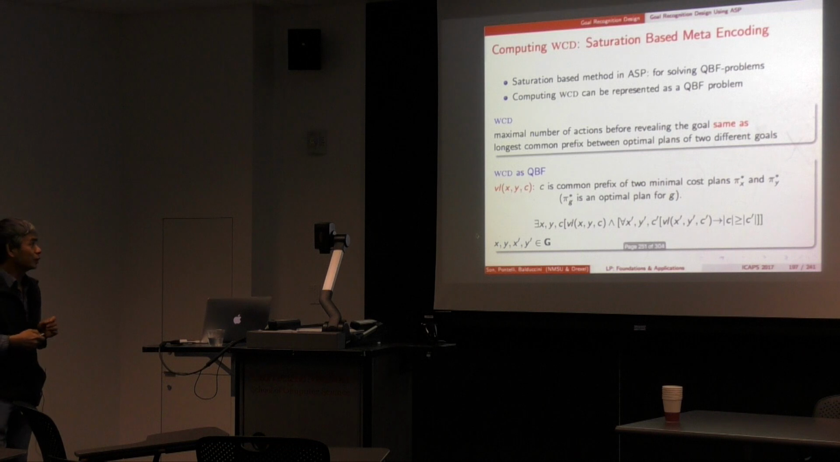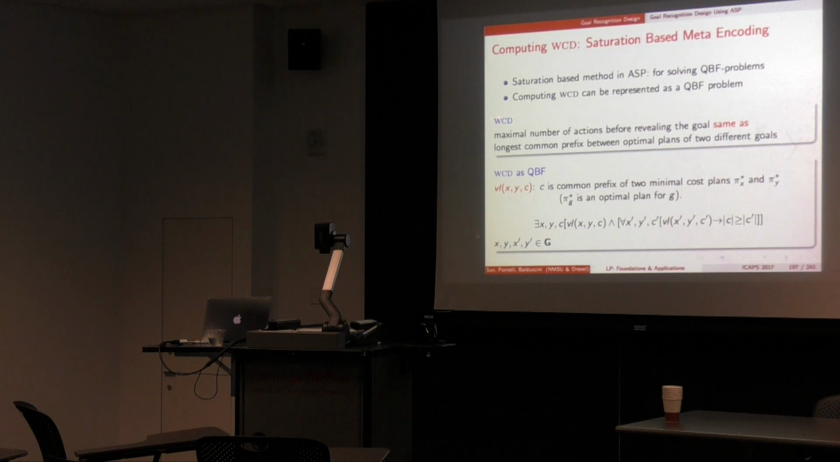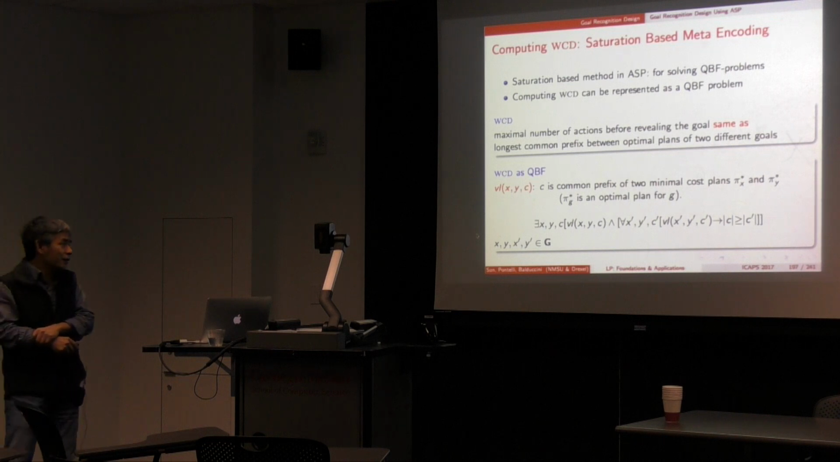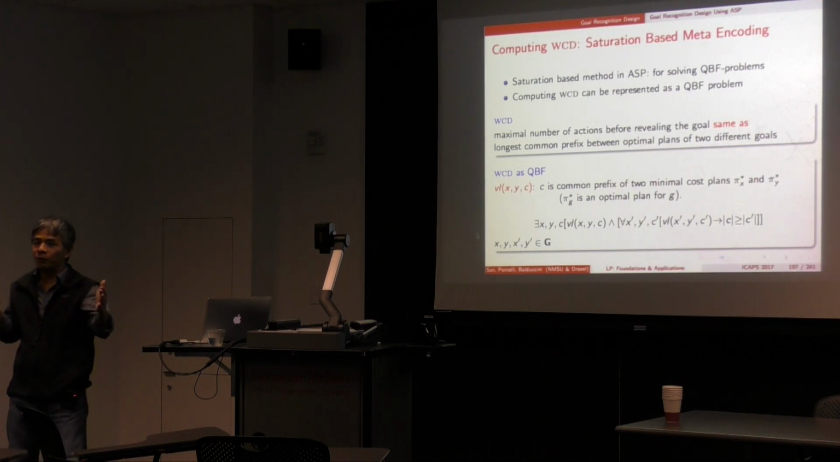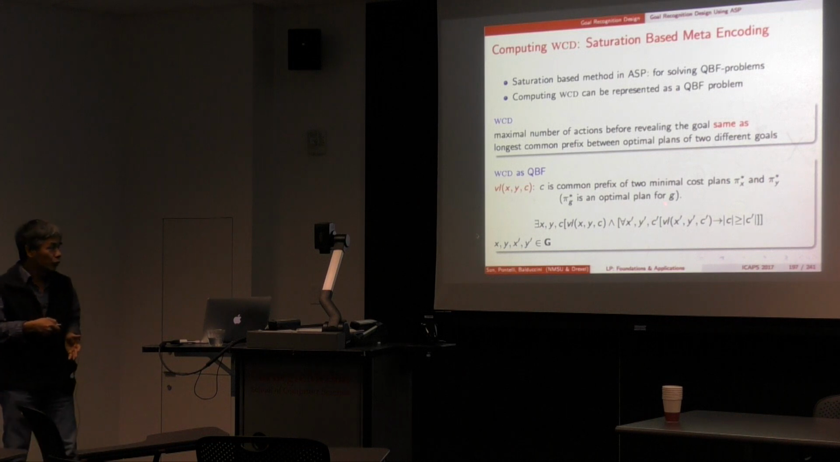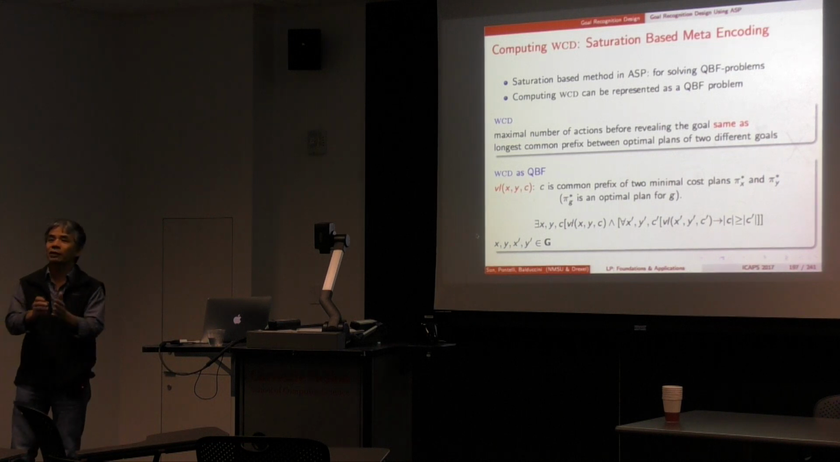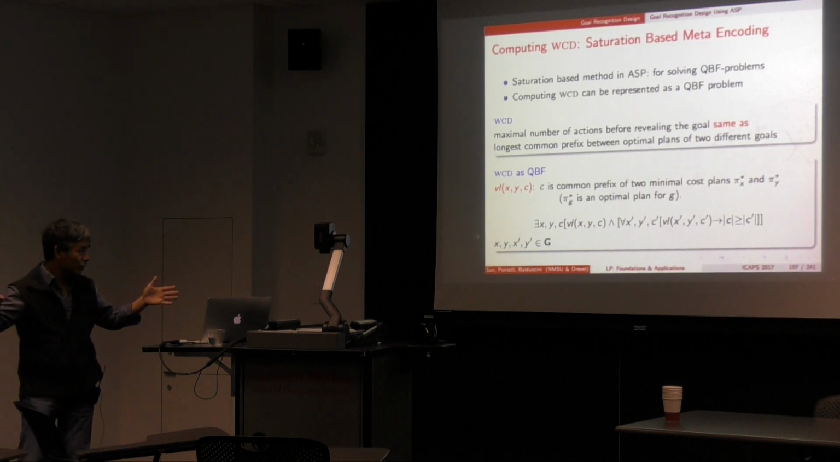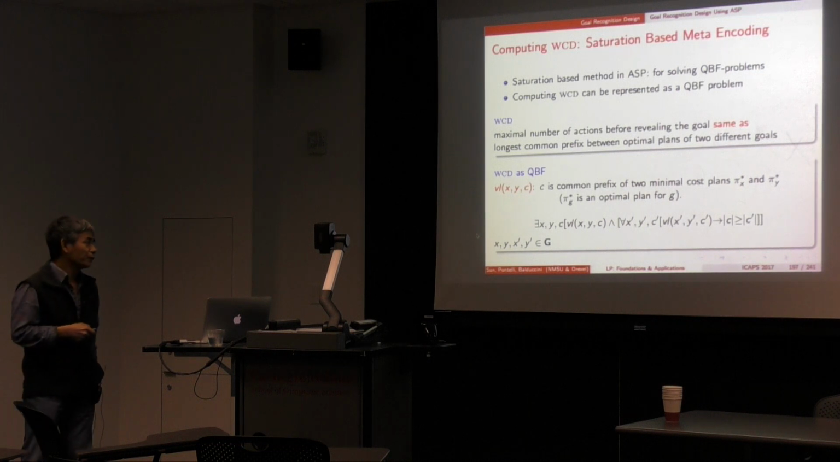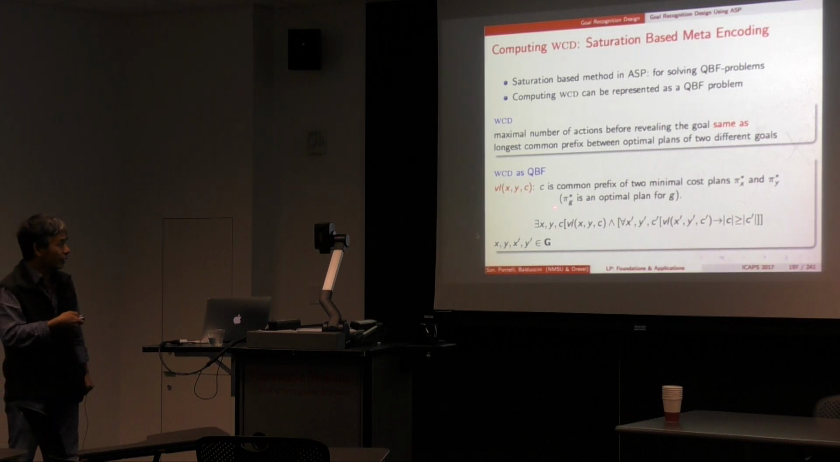So here is the idea of the WCD. Basically, we can represent the WCD with this formula. I'm not going to bother you with explaining that, but basically, it says that we are trying to find the common prefix of the two minimal cost plans X and Y, where pi star G is the optimal plan for G. So we have two goals, X and Y, and then we're trying to find the maximal common prefix of these two plans. And then the whole problem can be formulated by using this. So trying to identify that one.